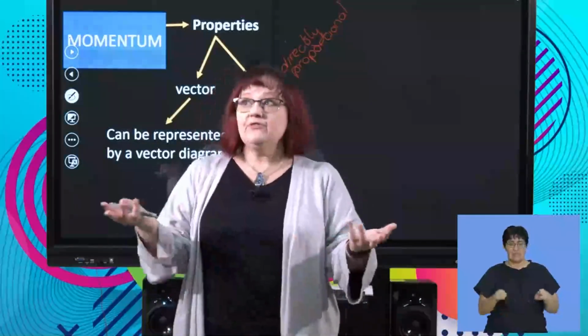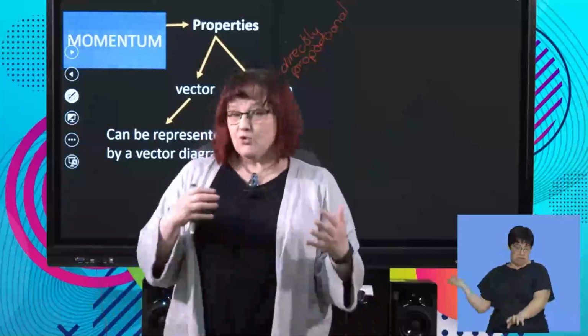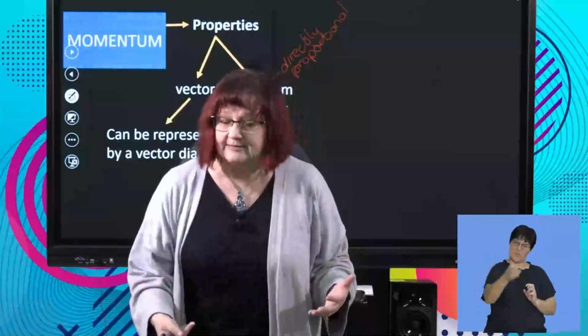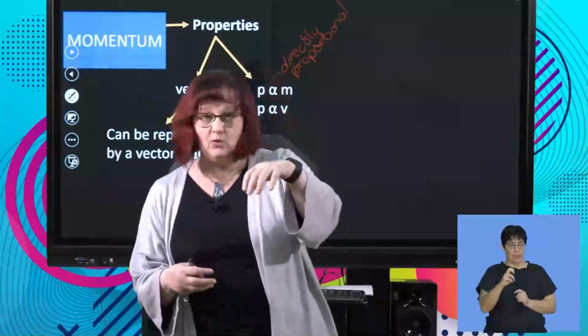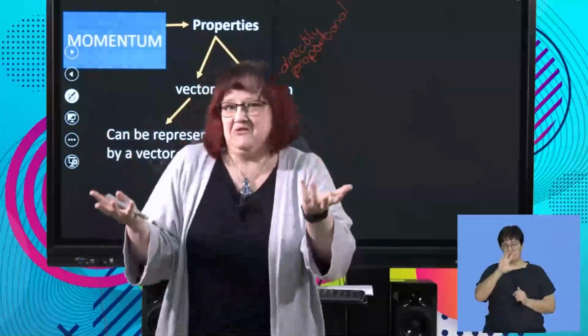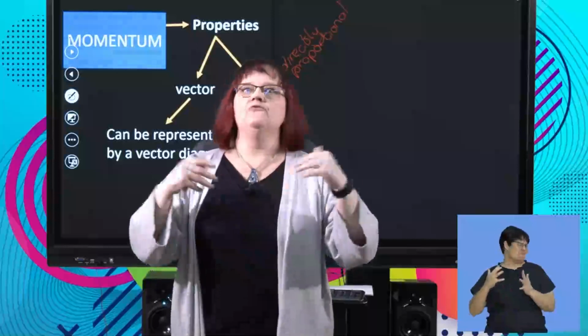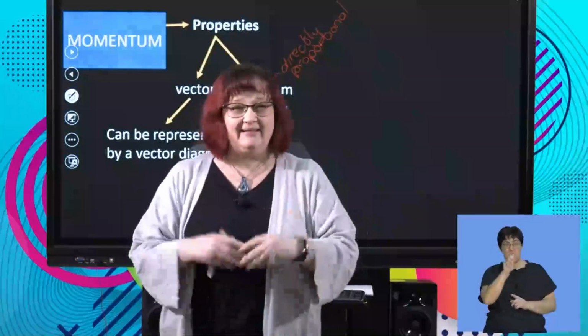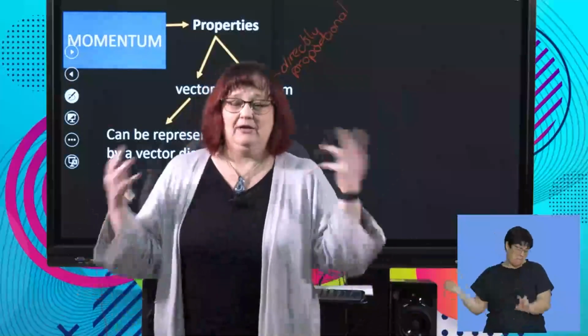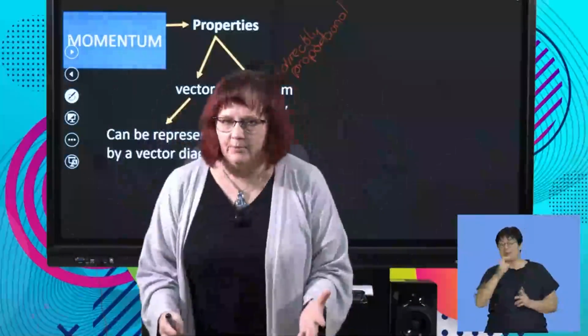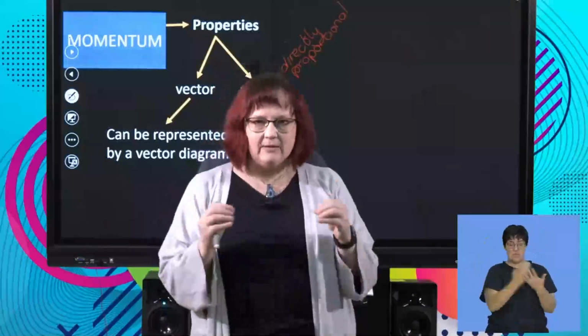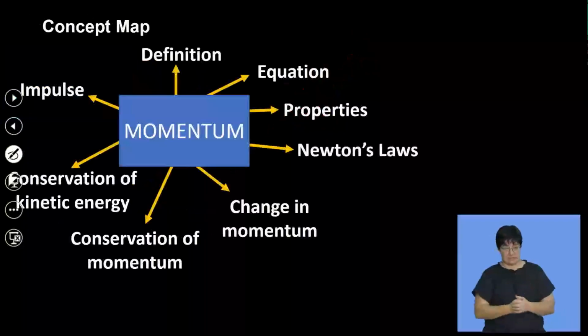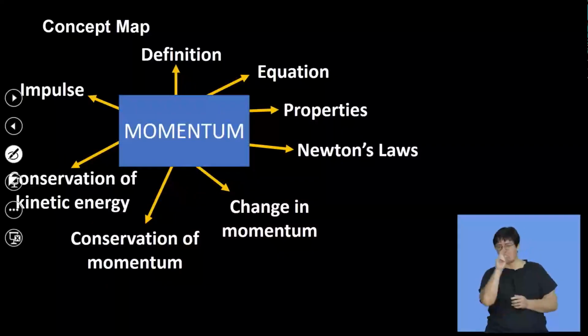Okay? Same with a cricket ball. Cricket balls have a lot of momentum because even though they're small and they're only about 150 grams, they go very fast. If we look at our spin bowlers who can bowl a ball at like 150 kilometers per hour, heaven forbid, big momentum, okay? Very big momentum. All right, so what have we looked at in this section? The definition, the equation, and the properties.